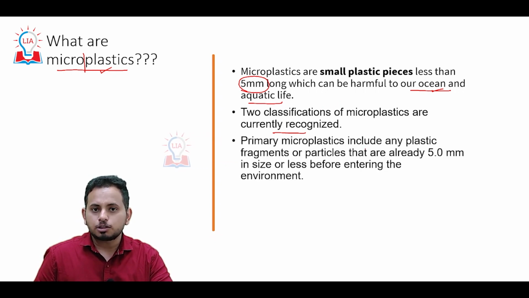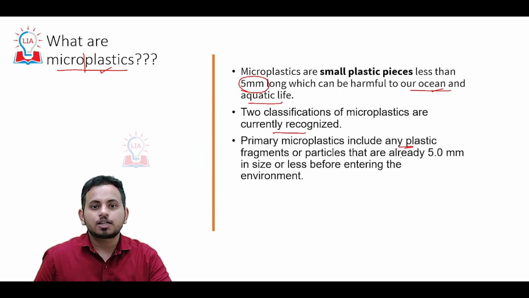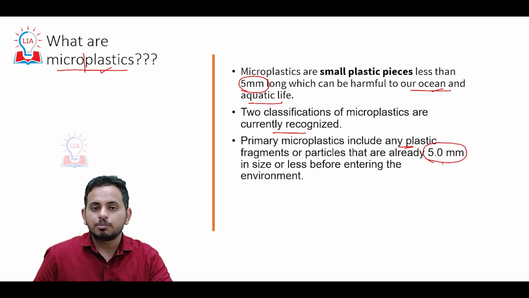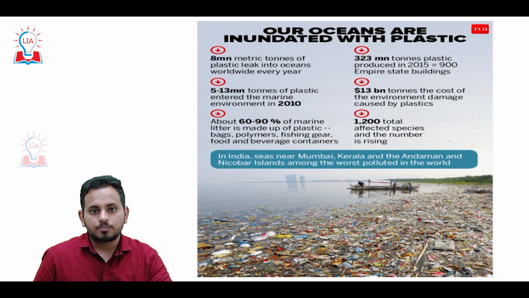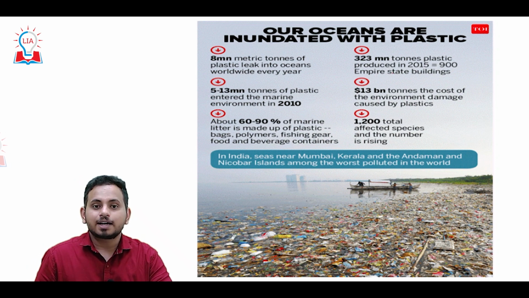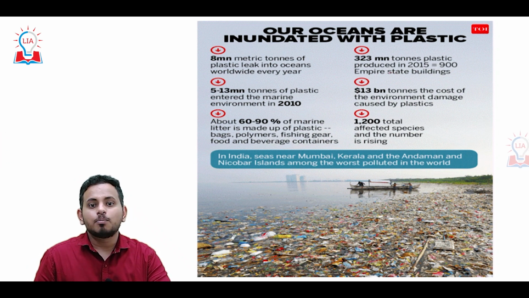The primary microplastics include any plastic that is actually manufactured and it is less than 5 millimeter in length, and it is manufactured that way. That is called primary microplastics. And what is secondary microplastics? Those which are broken down from a larger plastic are called secondary microplastics.